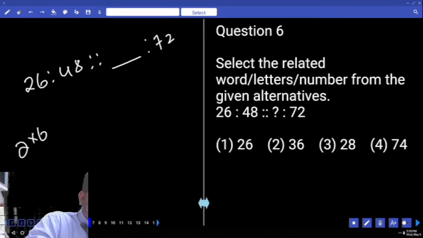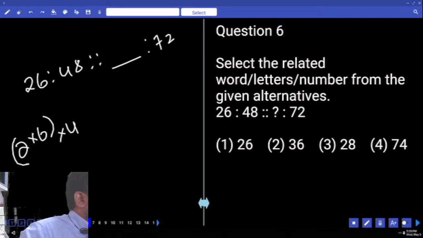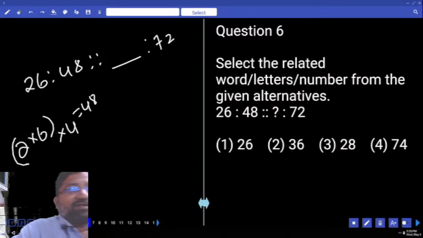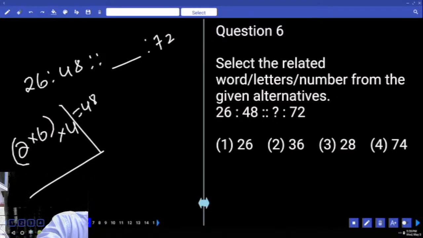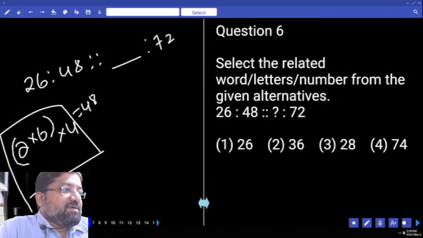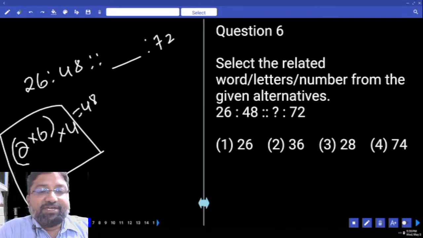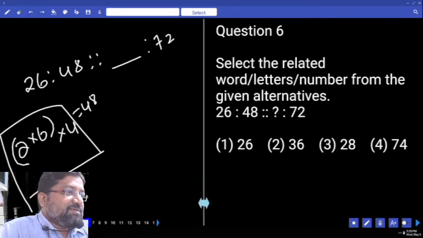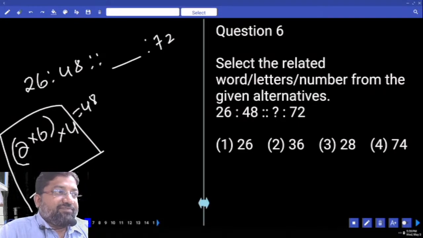2 into 6 is 12 into 4 is equal to 48. And this logic will not strike everyone's mind. See, analogy, I tell you one thing, listen. From one number, I can get the other number in many different ways. But whatever logic we follow, the answer that I get should also be present in the options.